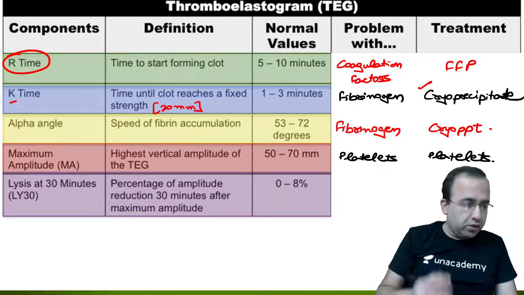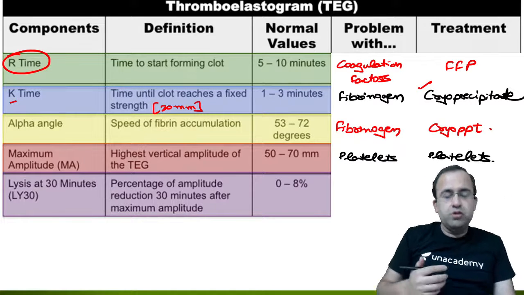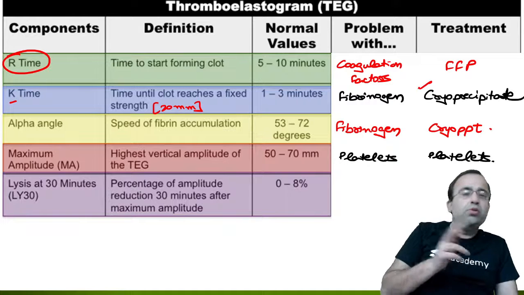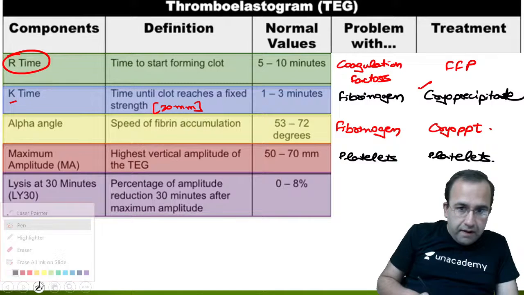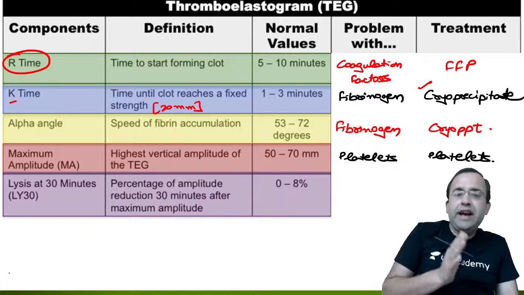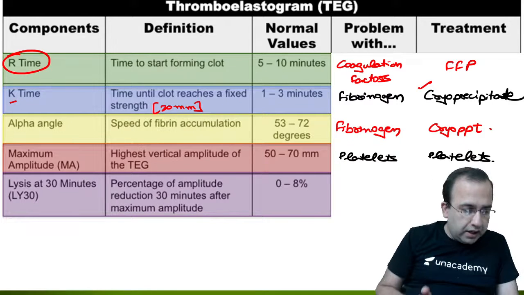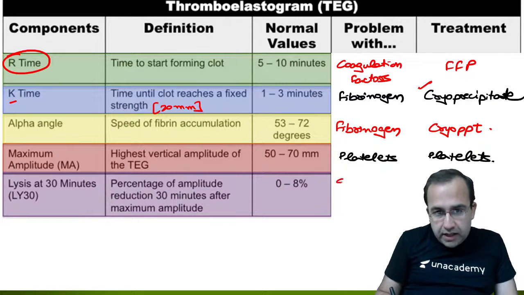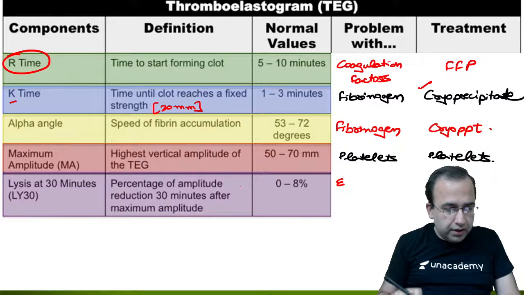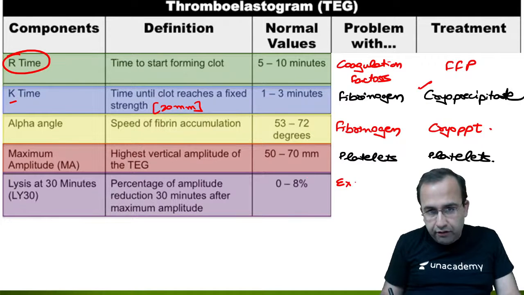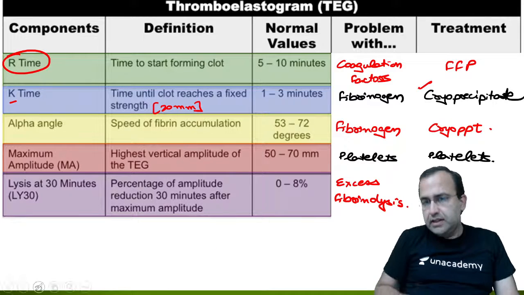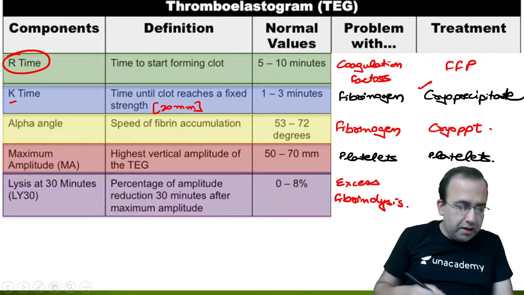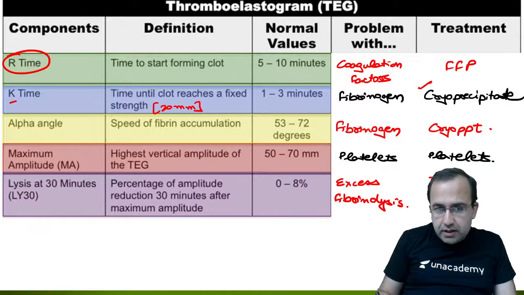Totally agreed, but we store them at room temperature. That is 22 to 24 degrees Celsius. Next is L/30, lysis at 30 minutes. If the lysis at 30 minutes is increased, that means excess fibrinolysis is taking place. This denotes excess fibrinolysis, and the therapy for the same is tranexamic acid.